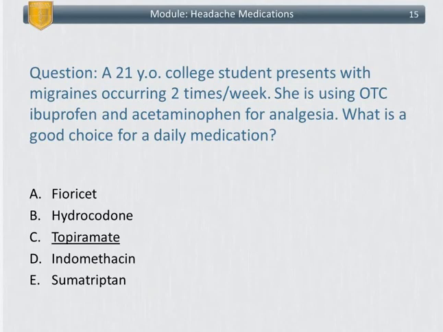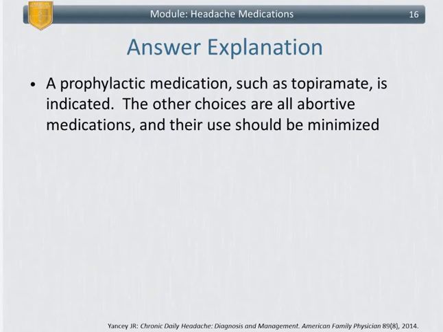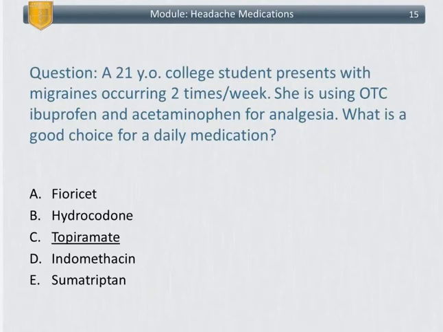C, topiramate. I'm going to add a couple of precautions to that. So a prophylactic medicine, such as topiramate or Topamax, is indicated. All the other choices are abortive medicines, and you want to minimize their use. And so all of these others are abortive. But one of the things that you want to check before you give Topamax is whether the patient is using birth control pills, because it is possible to reduce the efficacy of birth control pills with Topamax.